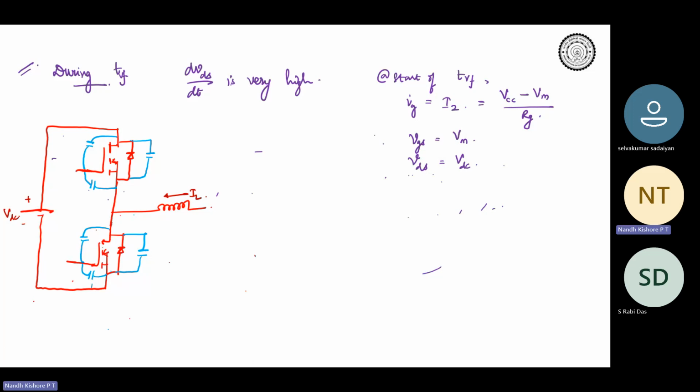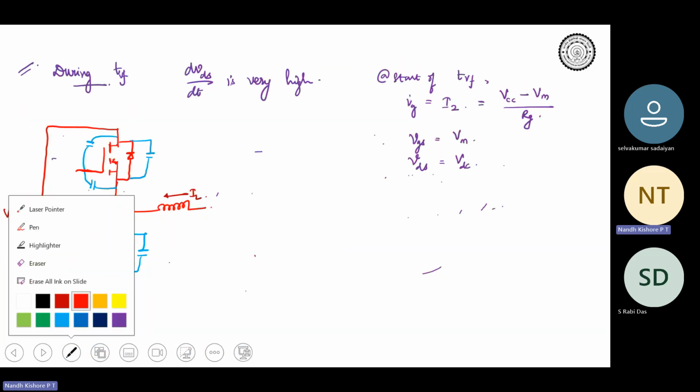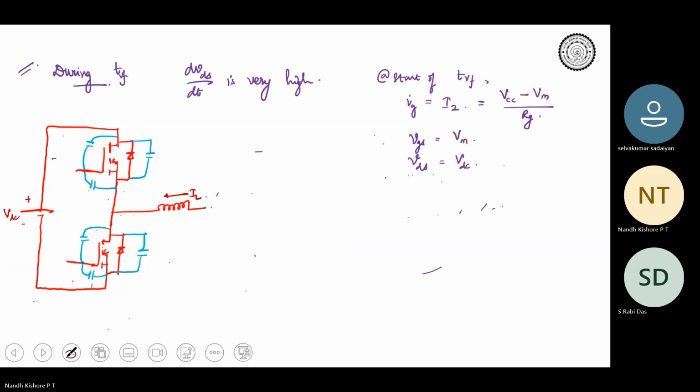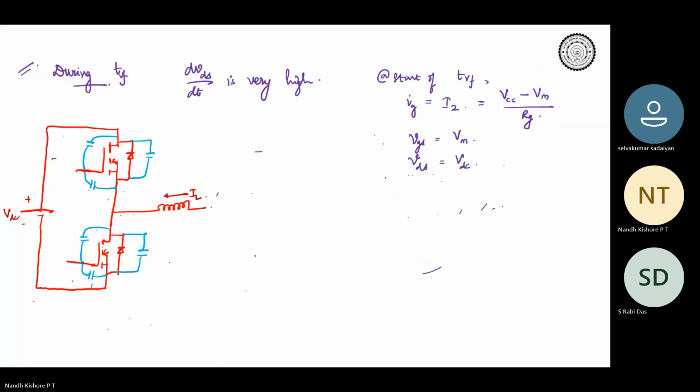Right? So if I say dVds by dt is very high, what is dV by dt? Basically this is VDS, drain to source. So if dVds by dt is very high, the voltage at the drain terminal with respect to the source terminal is falling too much.